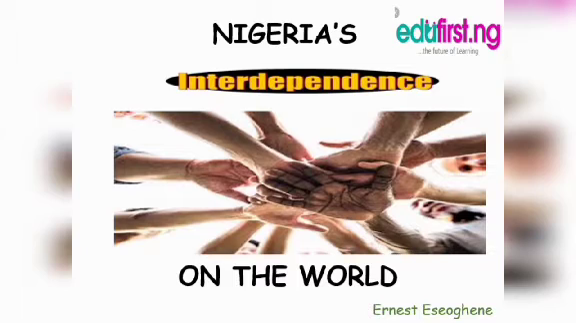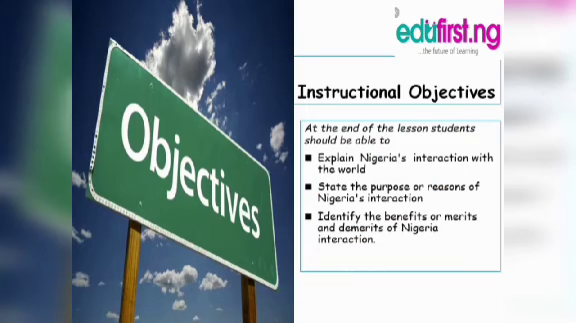My name is SS3. Our topic today is Nigeria's interdependence on the world. And the aim of this lesson is for students to be able to explain Nigeria's interactions with the world, state the purpose or reasons of Nigeria's interaction, identify the benefits or merits and demerits of Nigeria's interaction.